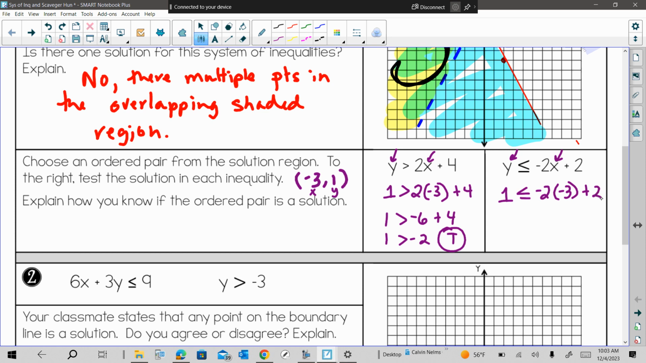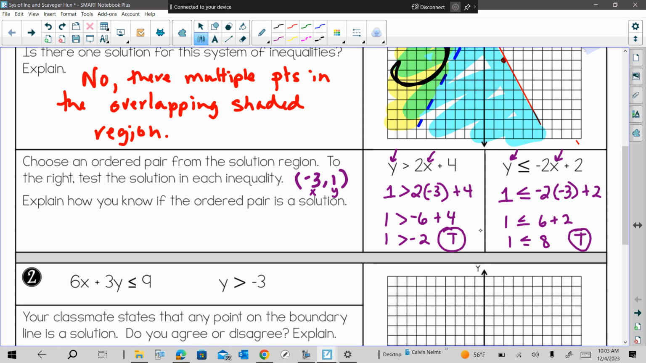All right, you finish this one and test it. Basically, compare them after you do the order of operations, okay? So 1 is going to be hopefully less than, is 1 less than 6 + 2? Yeah, because you should get 1 is less than or equal to 8. That is true. Because they're true for both, it is a solution.